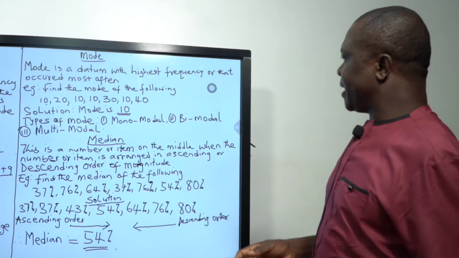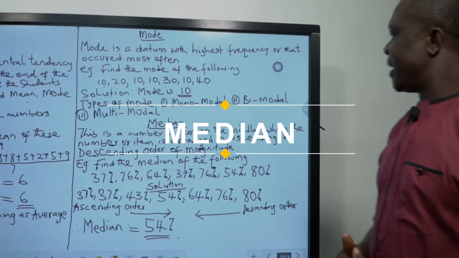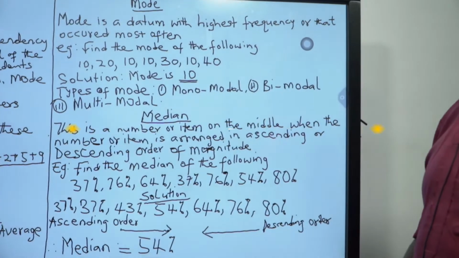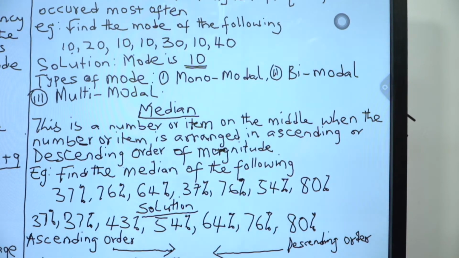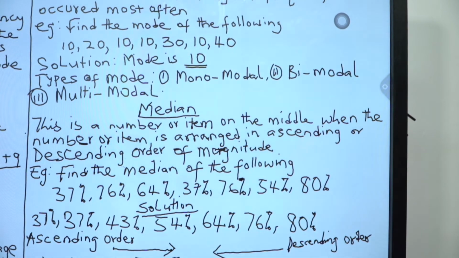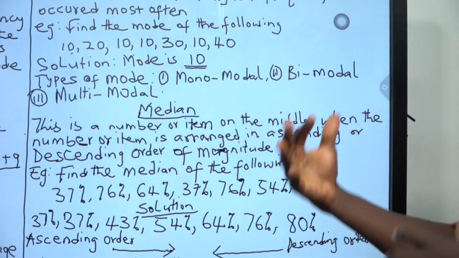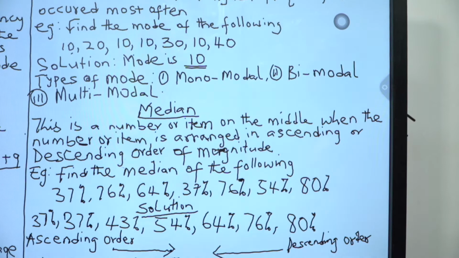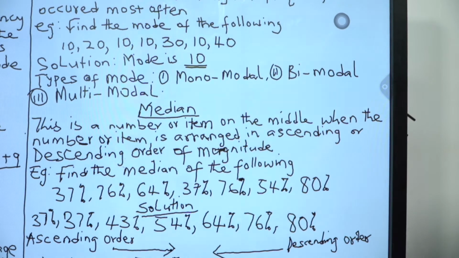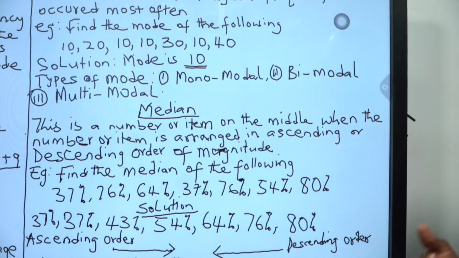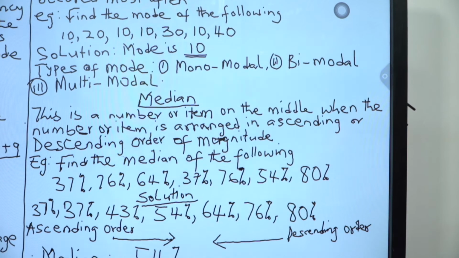The third tool here is the median. A median is nothing other than the number or item that is at the middle. But one thing is important here: the distribution or the numbers must be arranged in either ascending order or descending order. Ascending order is from small to big, that is, from the smallest number to the biggest number, while descending order is from the biggest number to the smallest number. The arrangement is very, very important as far as the median is concerned. It's not just knowing that it is the middle number; you must arrange it to get it right.